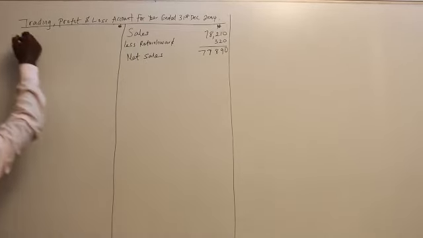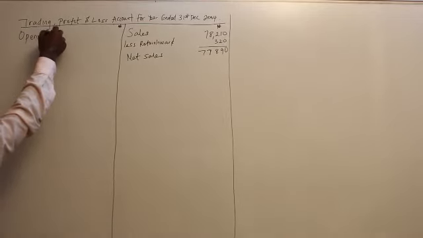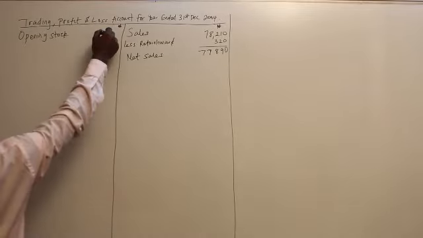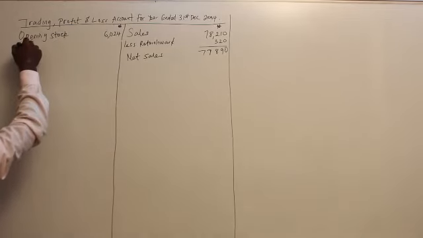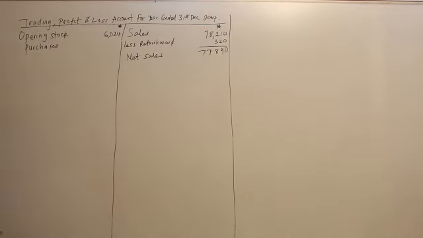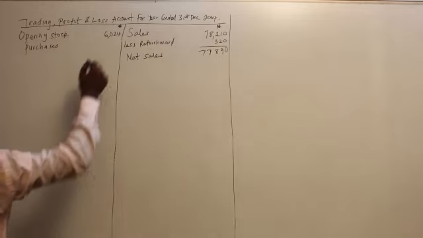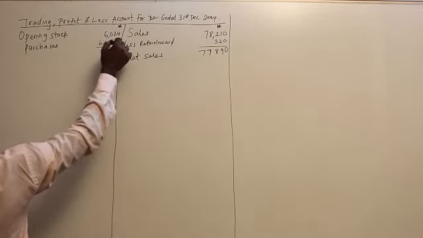The next thing is the opening stock in the period. So the opening stock in the period is 6,024. So we add our purchase. Our purchase in the period is 61,450.